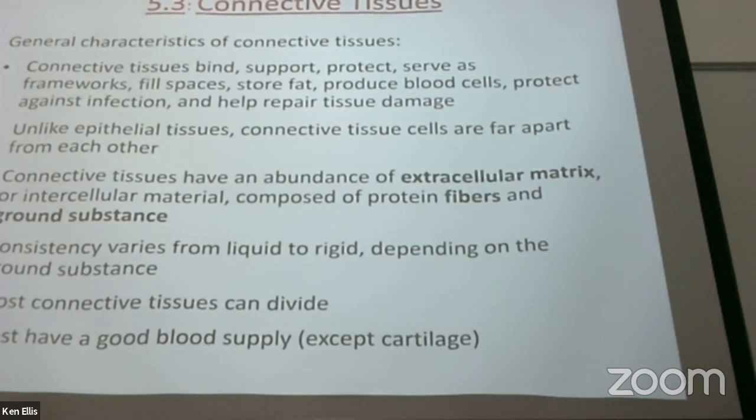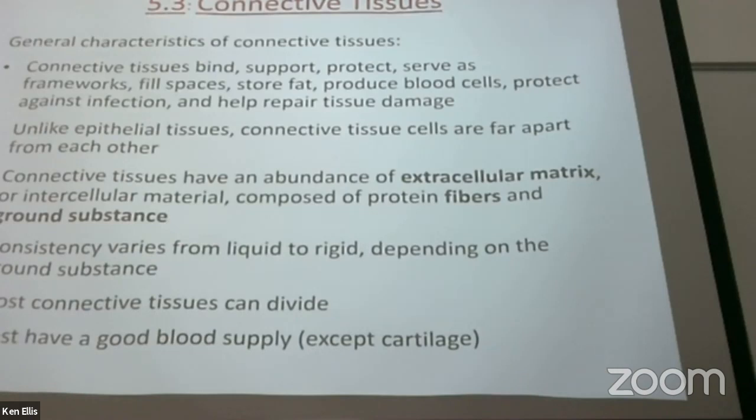Support. Underline support. For support, we're thinking like, well, bone is connective tissue. Does it support a lot of things on your body? Hold them where they are, where they need to be? Protect, serve as frameworks, fill spaces, store our favorite stuff. Fat, not mucus, but what? Fat. That's my second most favorite word right there. Fat. Produce blood cells. Protect against infection. Help repair tissue damage. All of that connective tissue does.